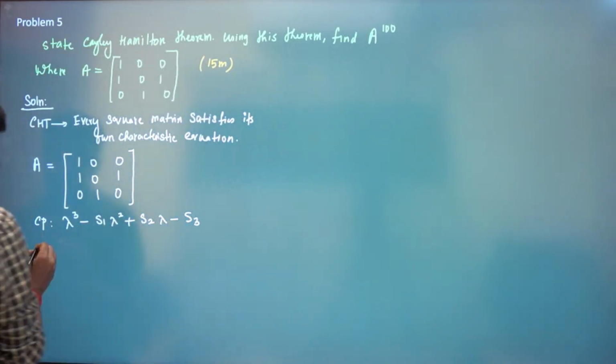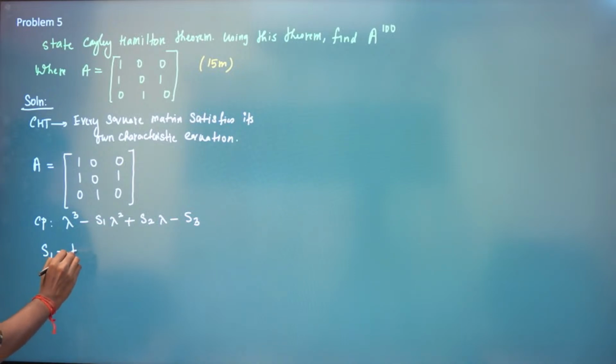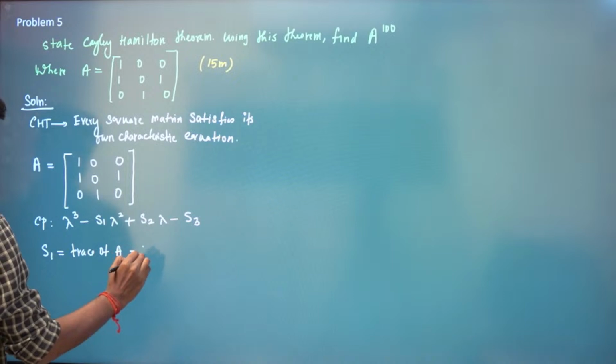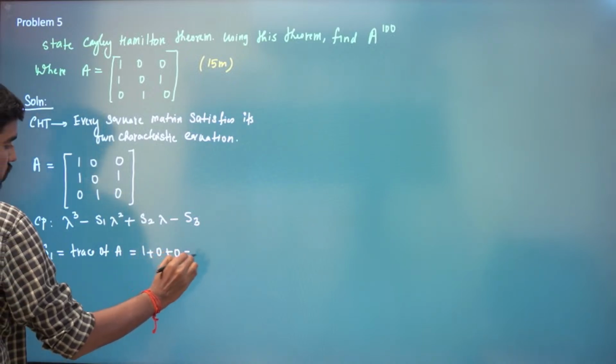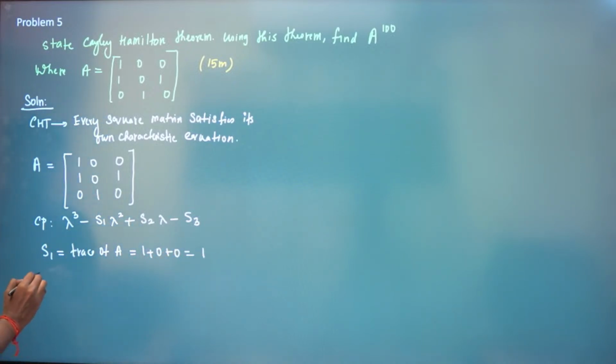What is s1 here? s1 is the trace of A. What is the trace of A here? 1 plus 0 plus 0. Trace means the sum of the diagonal elements.